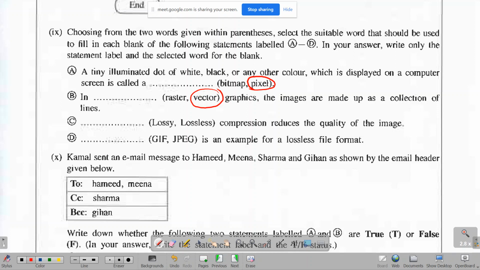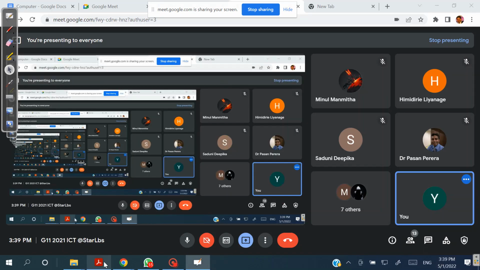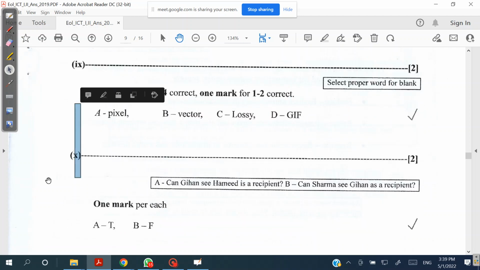And blank compression reduces the quality of the information. So we can easily guess it from the word lossless. I'm sorry, not the lossless, it is lossy, right? So it has been lost. Lossy compression reduces the quality of the image. Blank is an example for a lossless file format. It's the GIF. Right, so if you match those things, so yes.